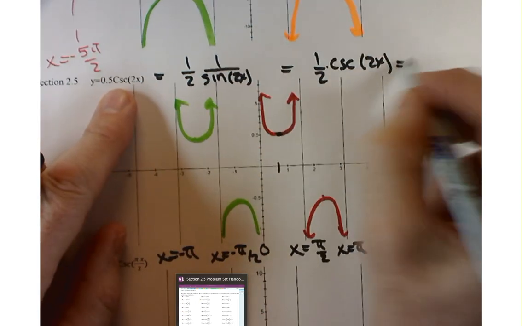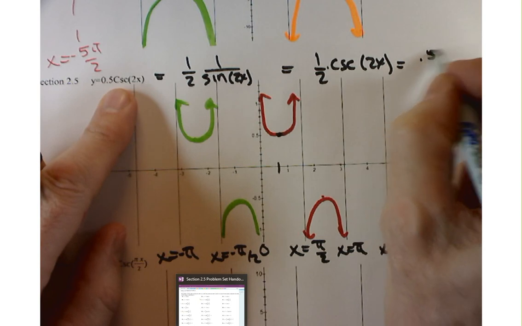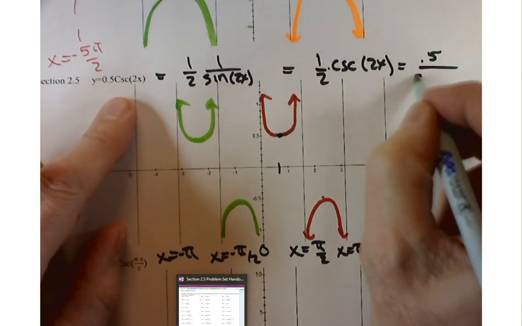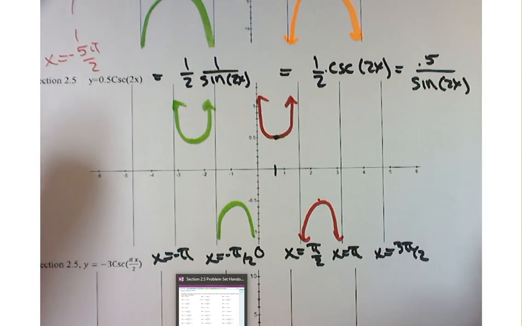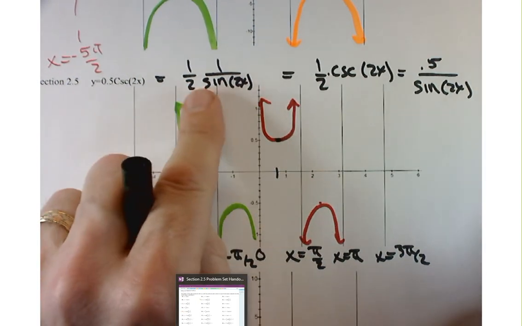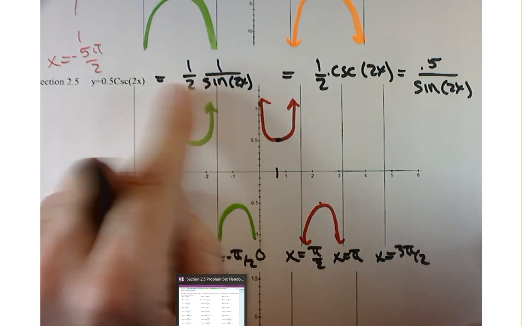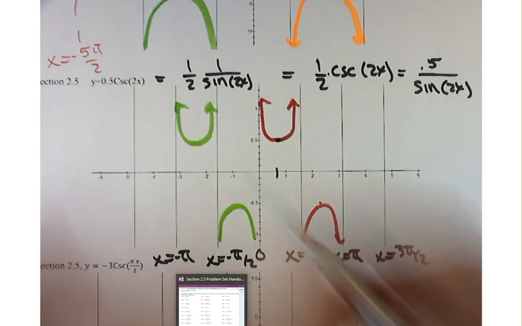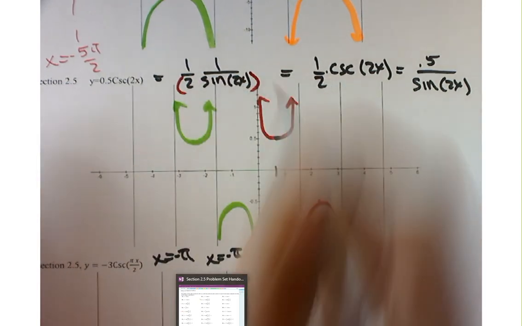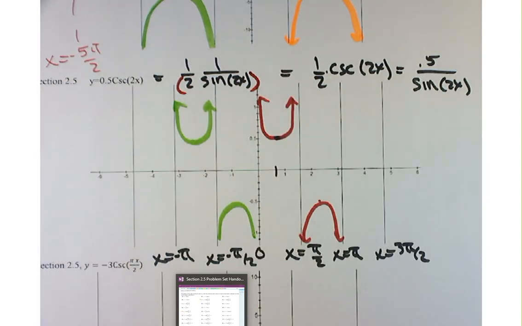What else could I do? I could do 0.5 over sine of 2x. So there's a lot of ways you can input this. I think I'm going to do it this way, but I've got to be careful when I input that into my graphing calculator because I've got to have parentheses around that whole denominator.